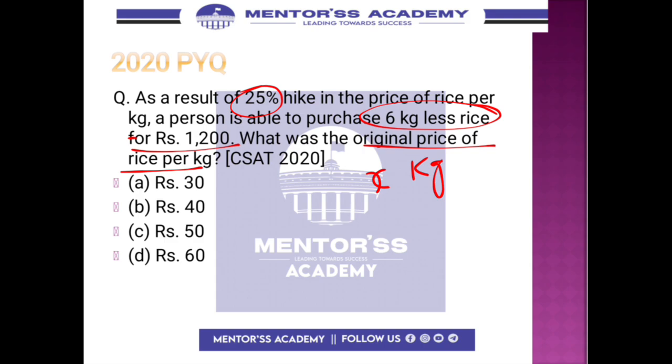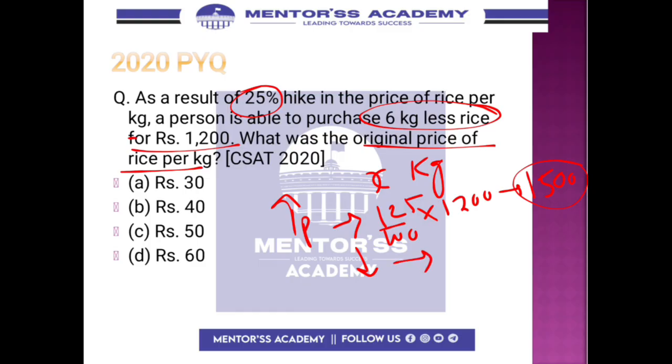Hike in price is 25%, so the hiked price would be 125% of 1200, that is 1500. This is the hiked price. Now the reduction in purchase quantity: he has purchased 6 kg less, so the reduced quantity would be x minus 6.